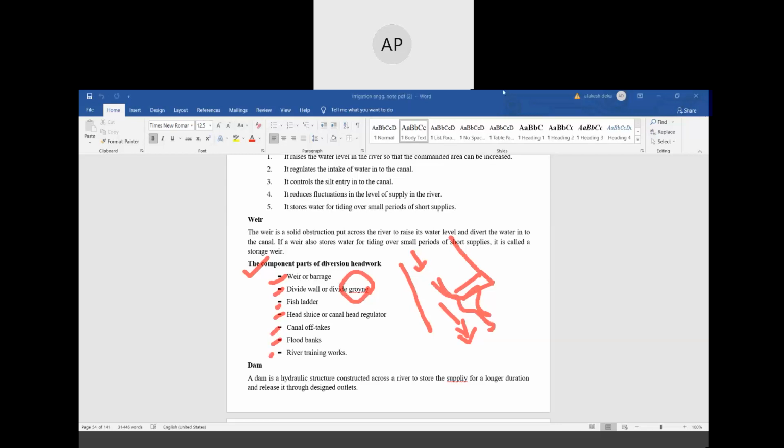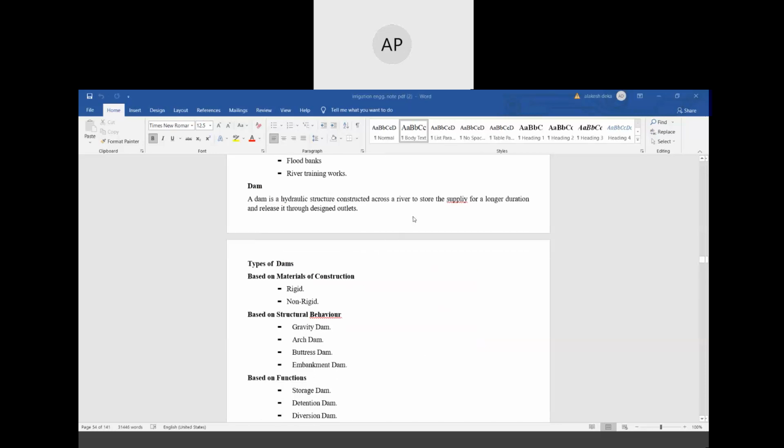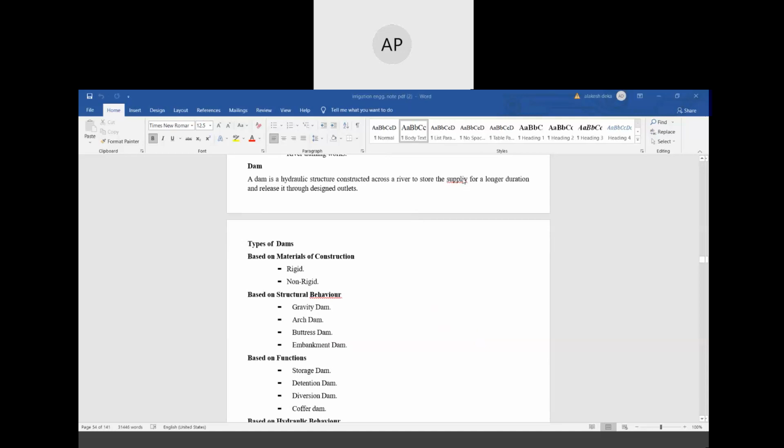Next, what is a dam? A dam is a hydraulic structure constructed across a river to store the supply of water for a longer duration and release it through designed outlets. I think all of you have seen them. It is basically a water storage reservoir, and in the rainy season, where there is flood, it releases water. And types of dams: there are different types of dams.